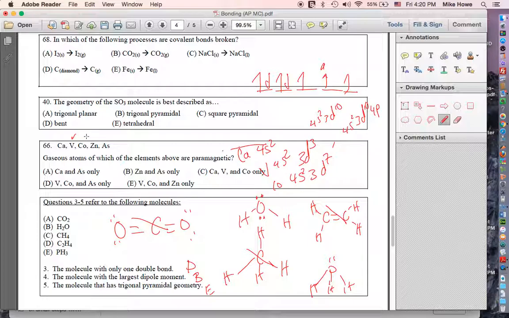So you got vanadium, you got cobalt. Zinc is not going to be paramagnetic because it's got a full d sublevel, so that's out. And arsenic, since it ends in p3, will be paramagnetic because it's going to have 3 electrons in the p sublevel, like that. So that's a yes. So the answer is vanadium, cobalt, and arsenic. So the answer is D.